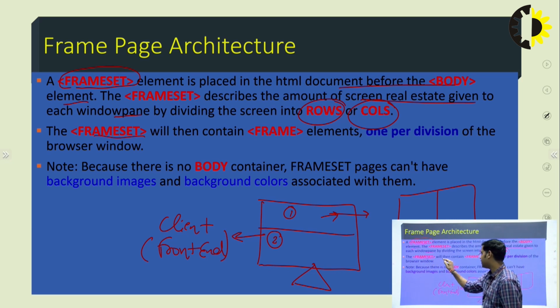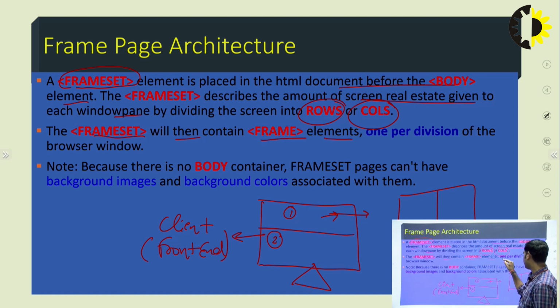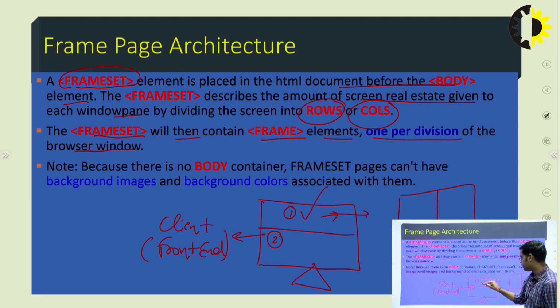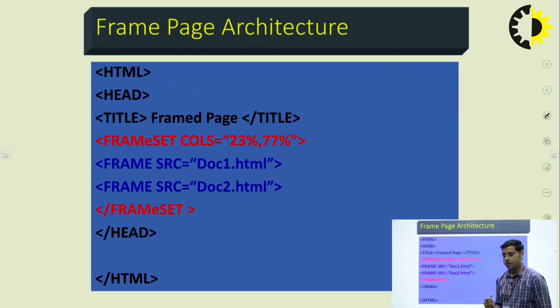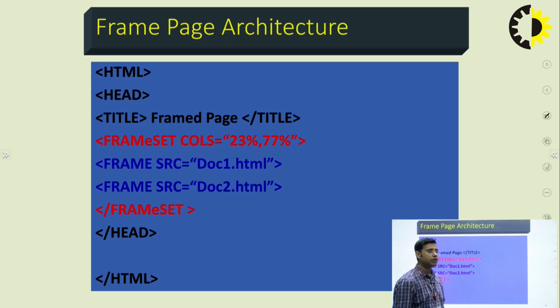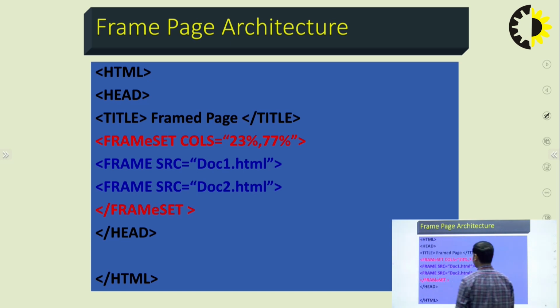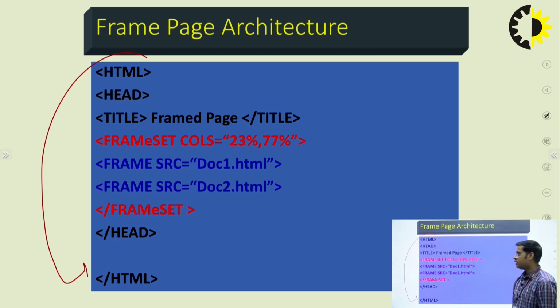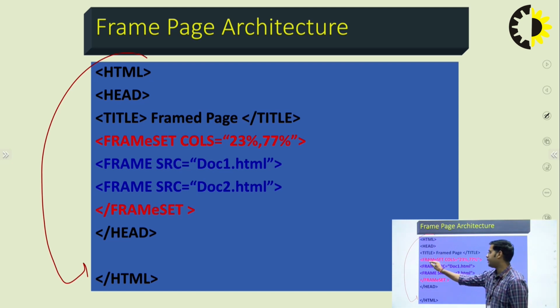So the frame set will then contain frame elements, one per division of the browser window. As you can see here, one per division for frame number 1 and for frame number 2. So here is the basic schema of the frame page architecture. This is the structure code of an HTML in which we have to define the frame.